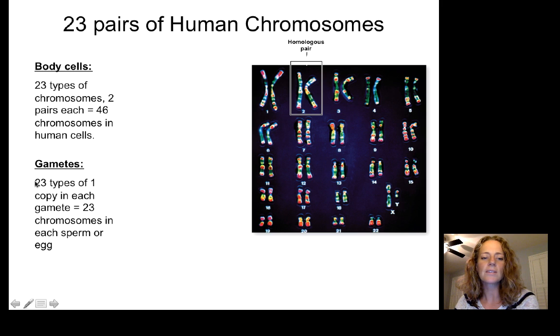For the gametes, we still have 23 types of chromosomes, but we only have one copy of each. So you'll notice here, this is a somatic cell where you have two copies of each type. So here's chromosome 1 with 2 copies. Here's chromosome 2 with 2 copies. So this is a diploid representation. Gametes, however, are haploid and only have one copy of each type.